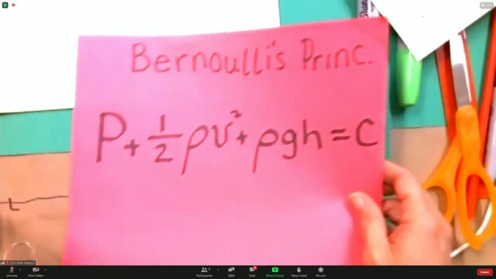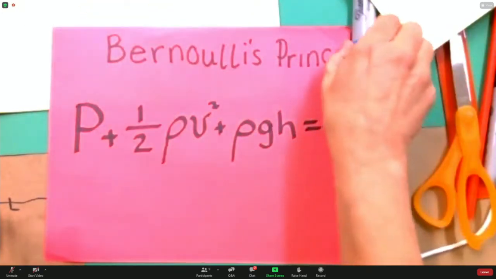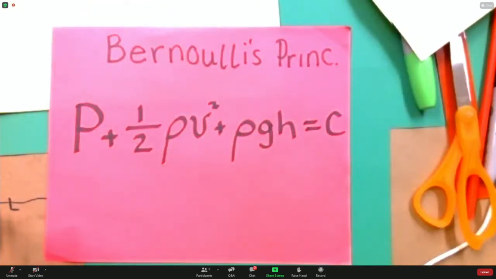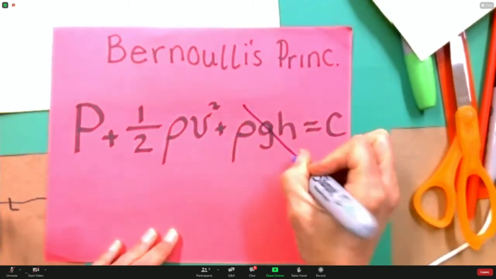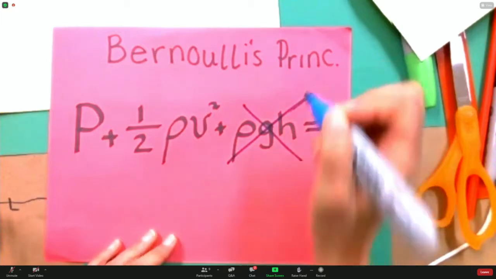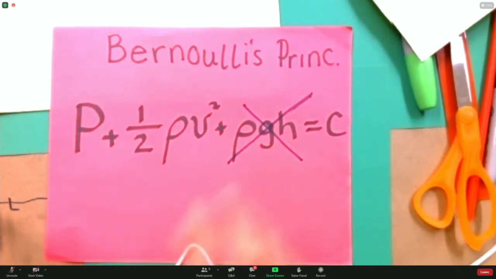Formula down here. This is Bernoulli's principle. And what it says, there's a lot of letters in here. So first of all, we are going to cross out this term over here, which has to do with something that doesn't really happen with the air, the fluid that we're in, or at least it can be ignored and still get a pretty precise value here.